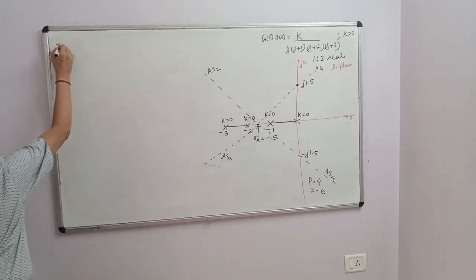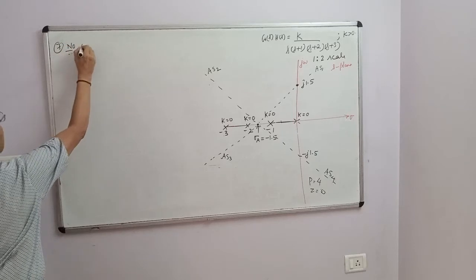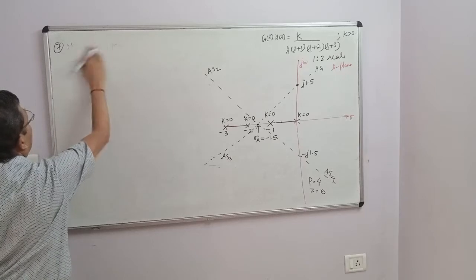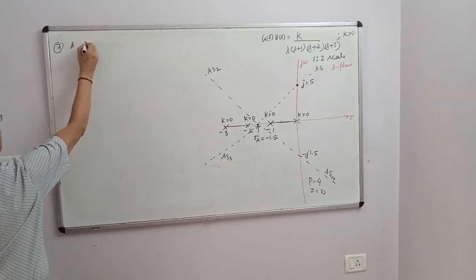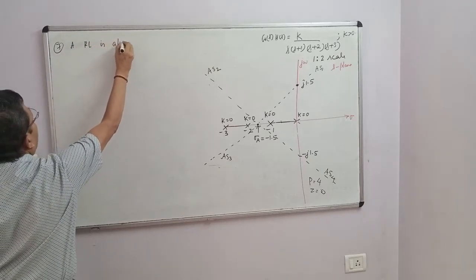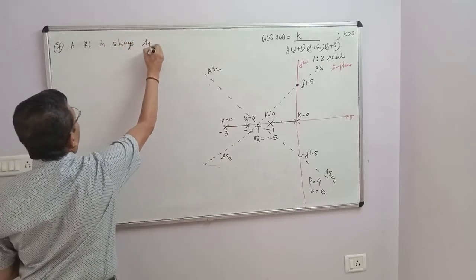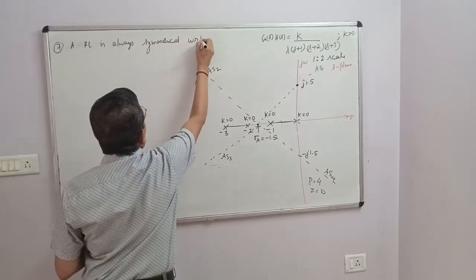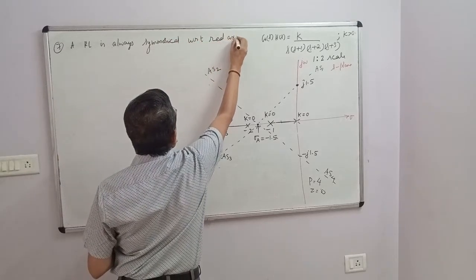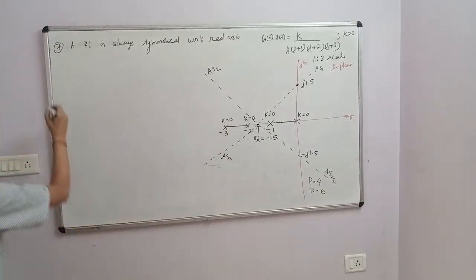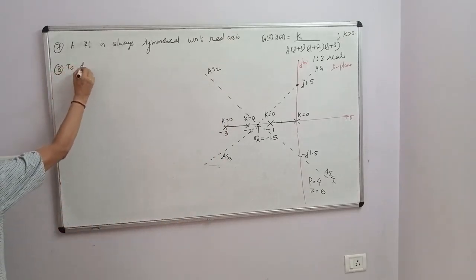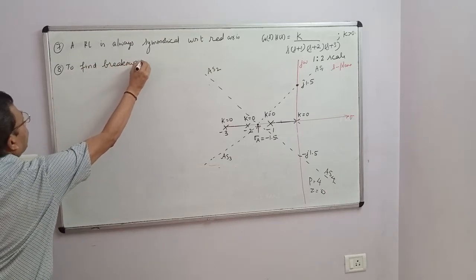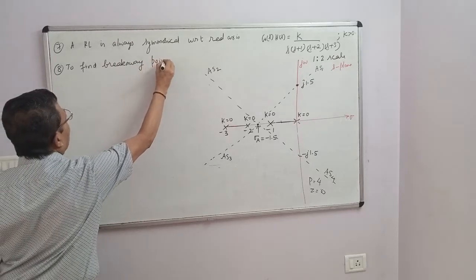Step number 7. Number of asymptote calculation over, sorry. A root locus is always symmetrical with respect to the real axis. Next step, to find breakaway points.